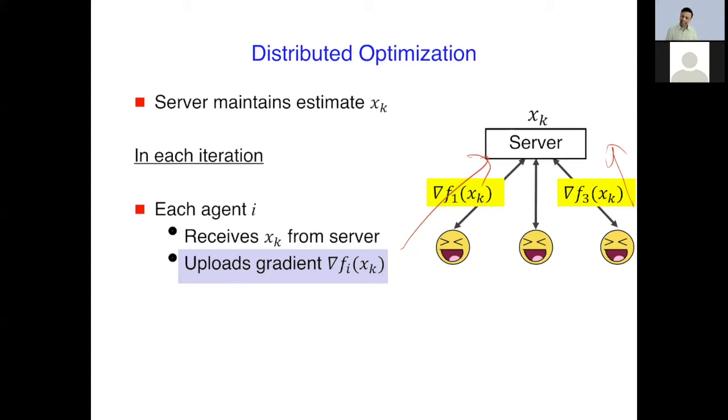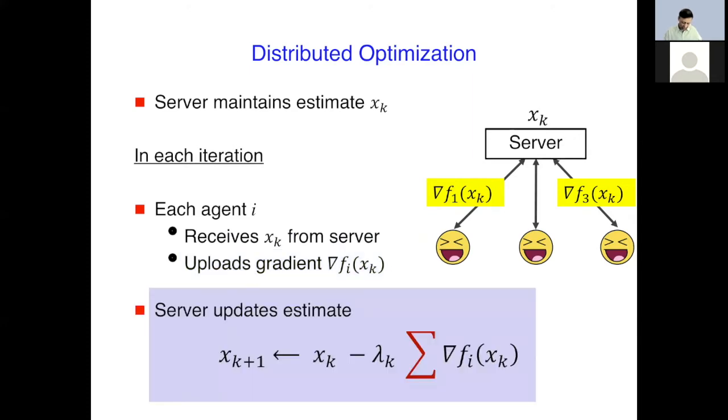Unlike the federated case where the agent actually took a local step, updated the estimate, maybe once or even more than once, here we are not doing that. We are uploading the gradient itself. I'm sending the gradient back to the server. And now the server's job is to combine all these gradients.